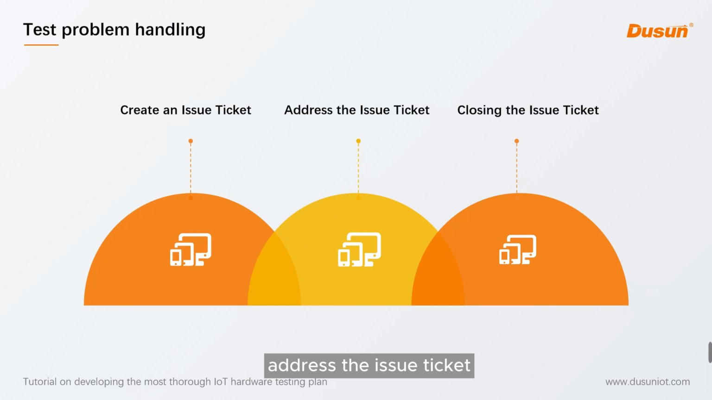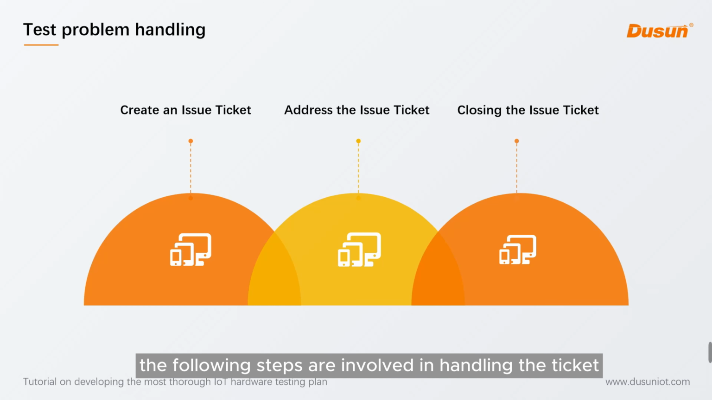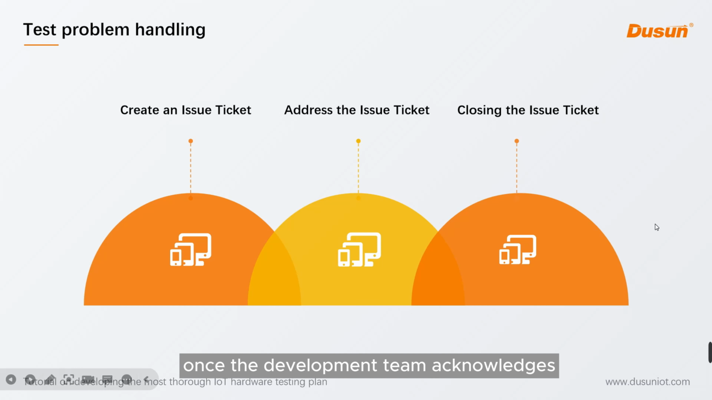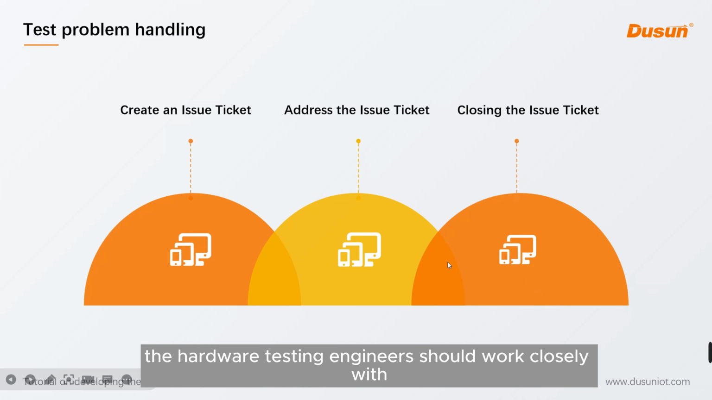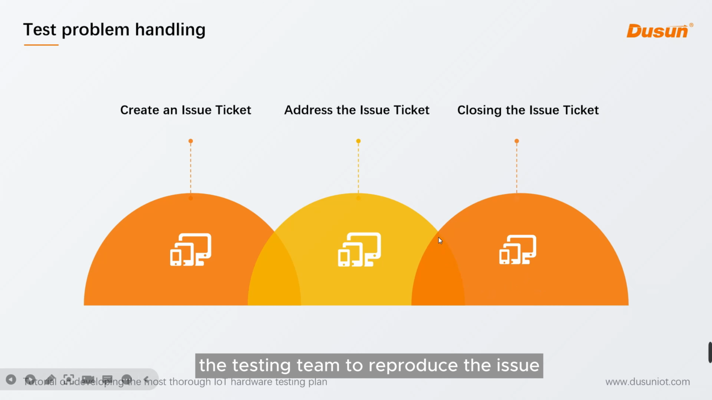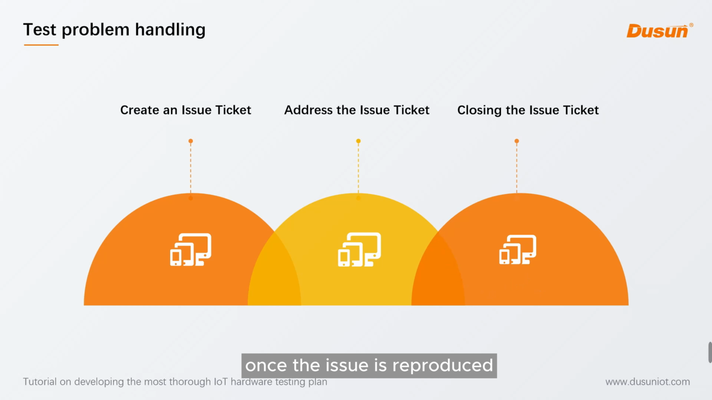Address the issue ticket after receiving it. The following steps are involved in handling the ticket. Once the development team acknowledges the receipt of the issue ticket, the hardware testing engineers should work closely with the testing team to reproduce the issue. Once the issue is reproduced, the development team will assess its impact and severity.